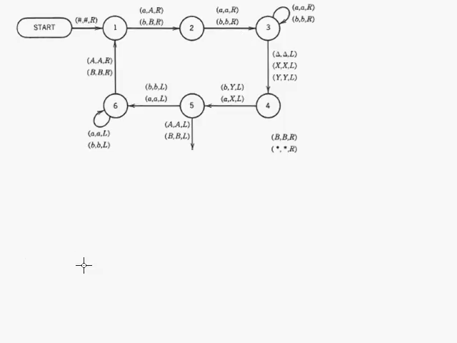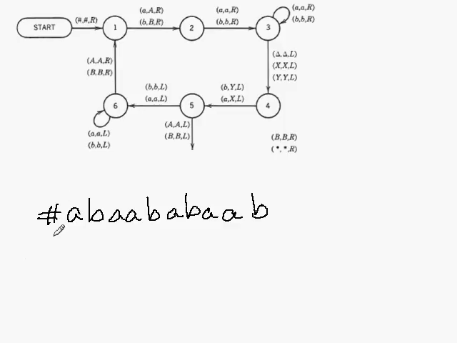So let's see, I want to make a string that we can practice on. Alright, so let's do this string. A, B, A, B, A, B, A, B. Okay, and we had a pound here. So we were in the start state, and our tape head was sitting here. And then we went to the right. And we were in state 1.